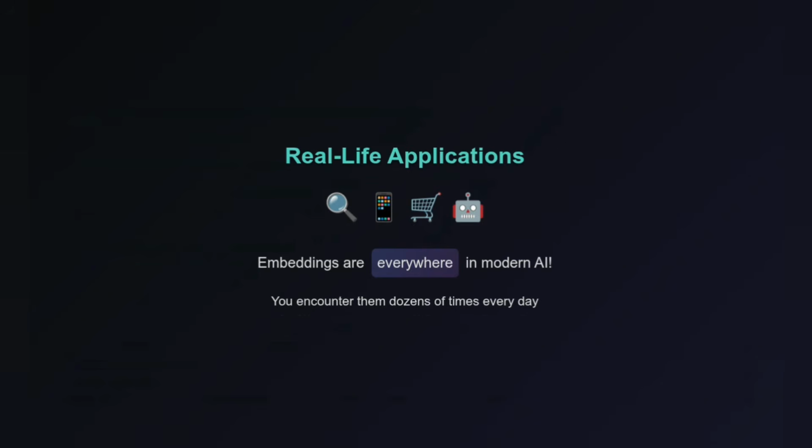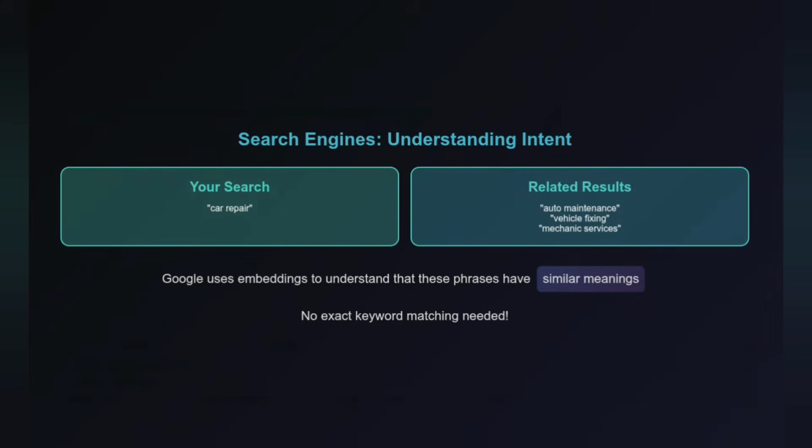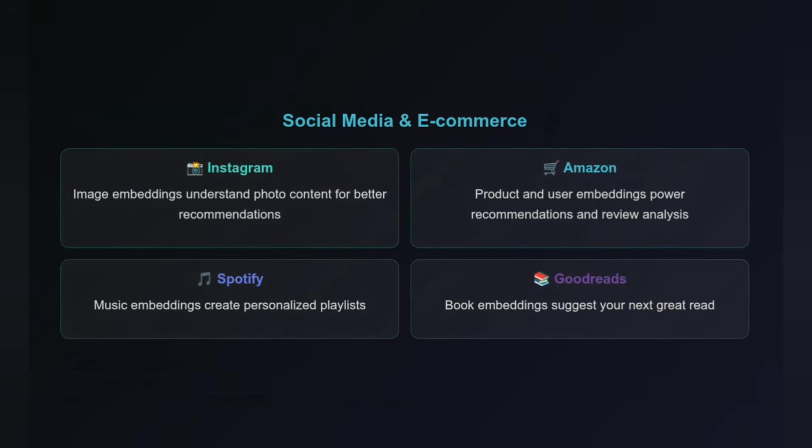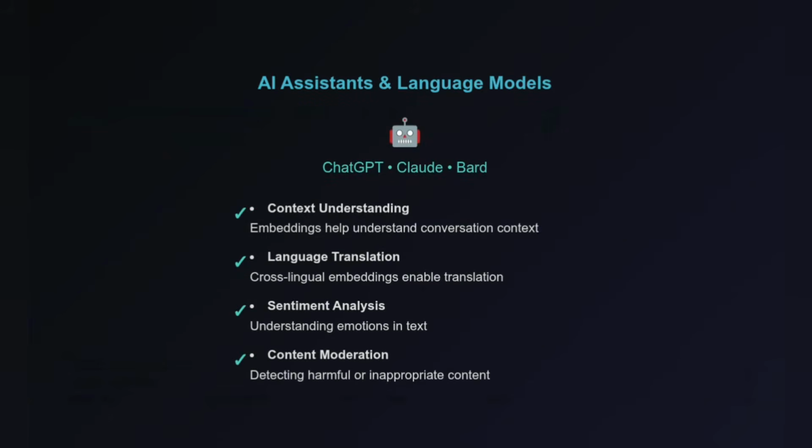Embeddings are everywhere in modern AI applications. Let me show you where you encounter them daily. When you search Google, embeddings help understand that searching for car repair should also show results about auto maintenance and vehicle fixing. Instagram uses embeddings to understand image content for better recommendations. Amazon uses them to suggest products and understand reviews. ChatGPT and other AI assistants use embeddings to understand context and generate relevant responses. They're also used in translation, sentiment analysis, and content moderation.